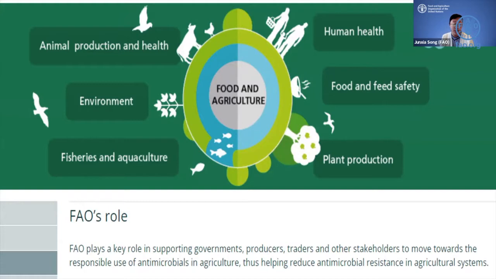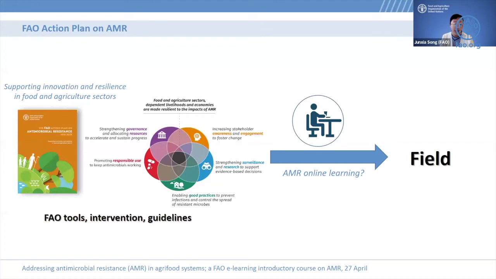So FAO developed an action plan on AMR, supporting governments, producers, traders, and other stakeholders to move towards the responsible use of antimicrobials in the agri-food system, therefore helping reduce the need for antimicrobials in the food and agriculture sectors. The FAO action plan on AMR from 2021 to 2025 was adopted by Council last year. It highlighted 5 action pillars.